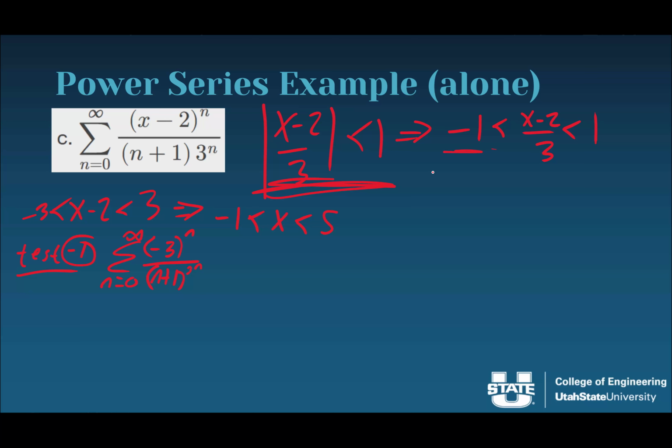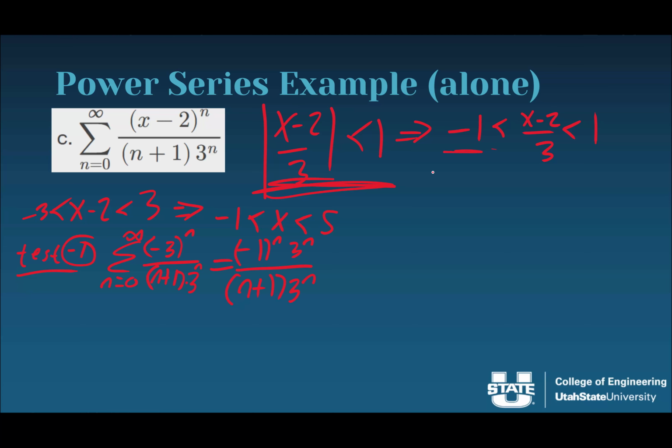I'm just going to write it out. So negative 3 to the n is equal to negative 1 to the n times 3 to the n. See that? That's the way we're going to simplify that. And that's going to be over our n plus 1 times 3 to the n.